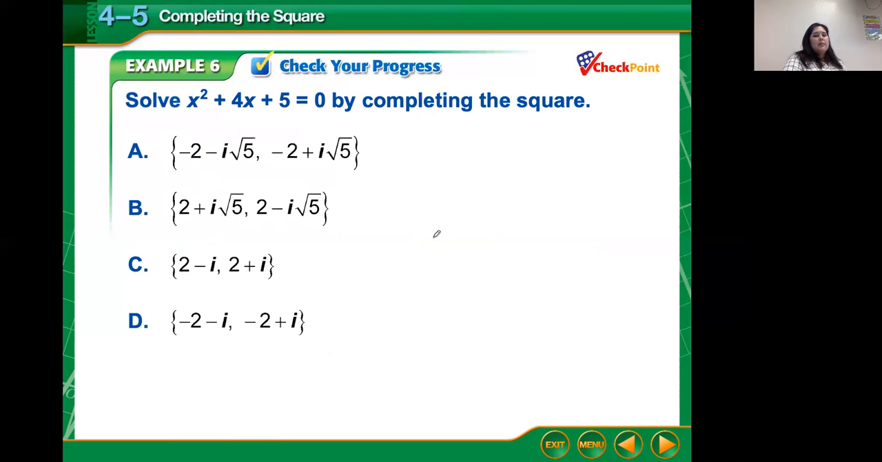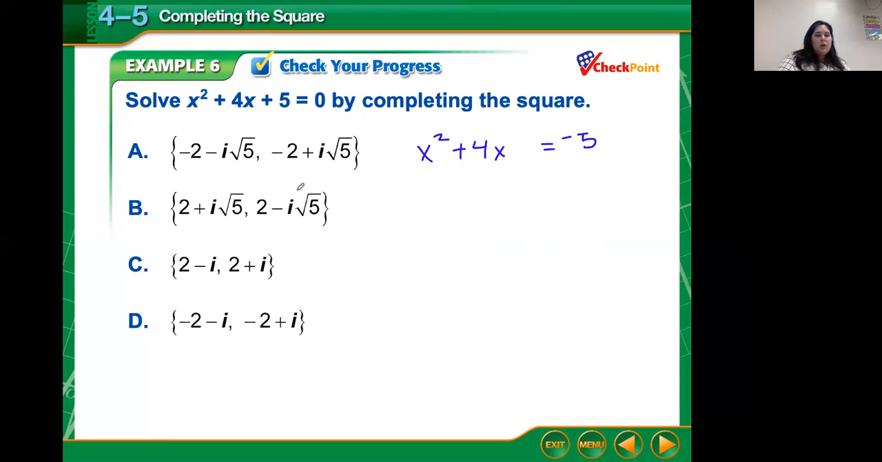All right, go ahead and solve x squared plus 4x plus 5 equals 0 by completing the square. I'll give you a moment to pause the video. All right, let's go ahead and take a look here. We have x squared plus 4x, and we're going to go ahead and subtract 5 from both sides, so that we get x squared plus 4x equals negative 5.